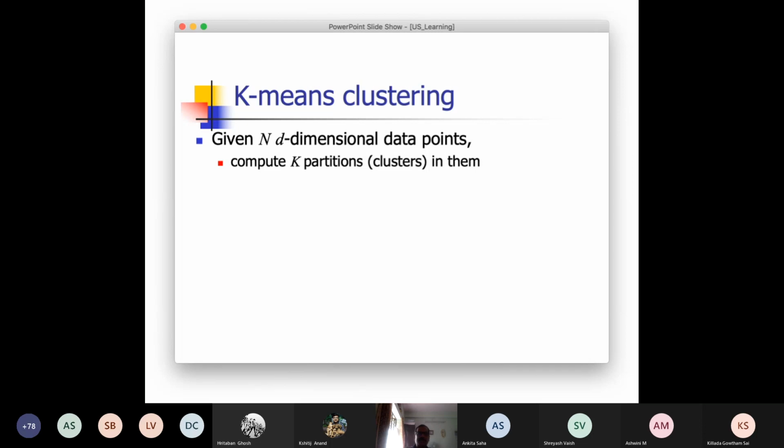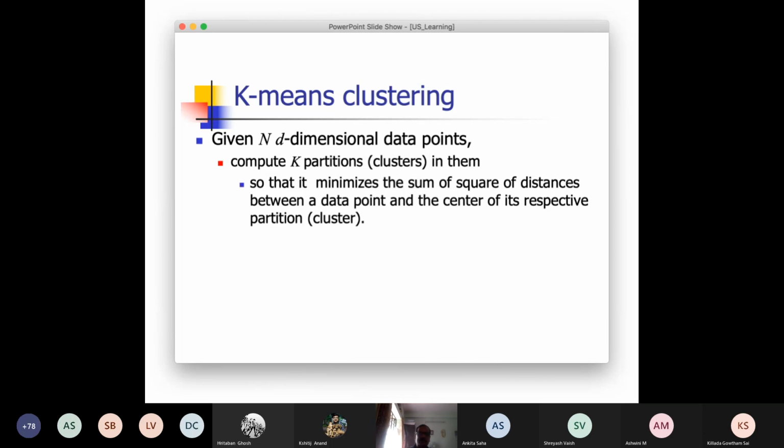So compute K partitions so that it minimizes the sum of squares of distances between a data point and the center of its respective partition. This is the criterion of grouping. This is the objective. If you can get that partition which has the minimum sum of squares of distances from its center for each partition, then we say that is a k-means clustering partition. So this is an optimization problem.